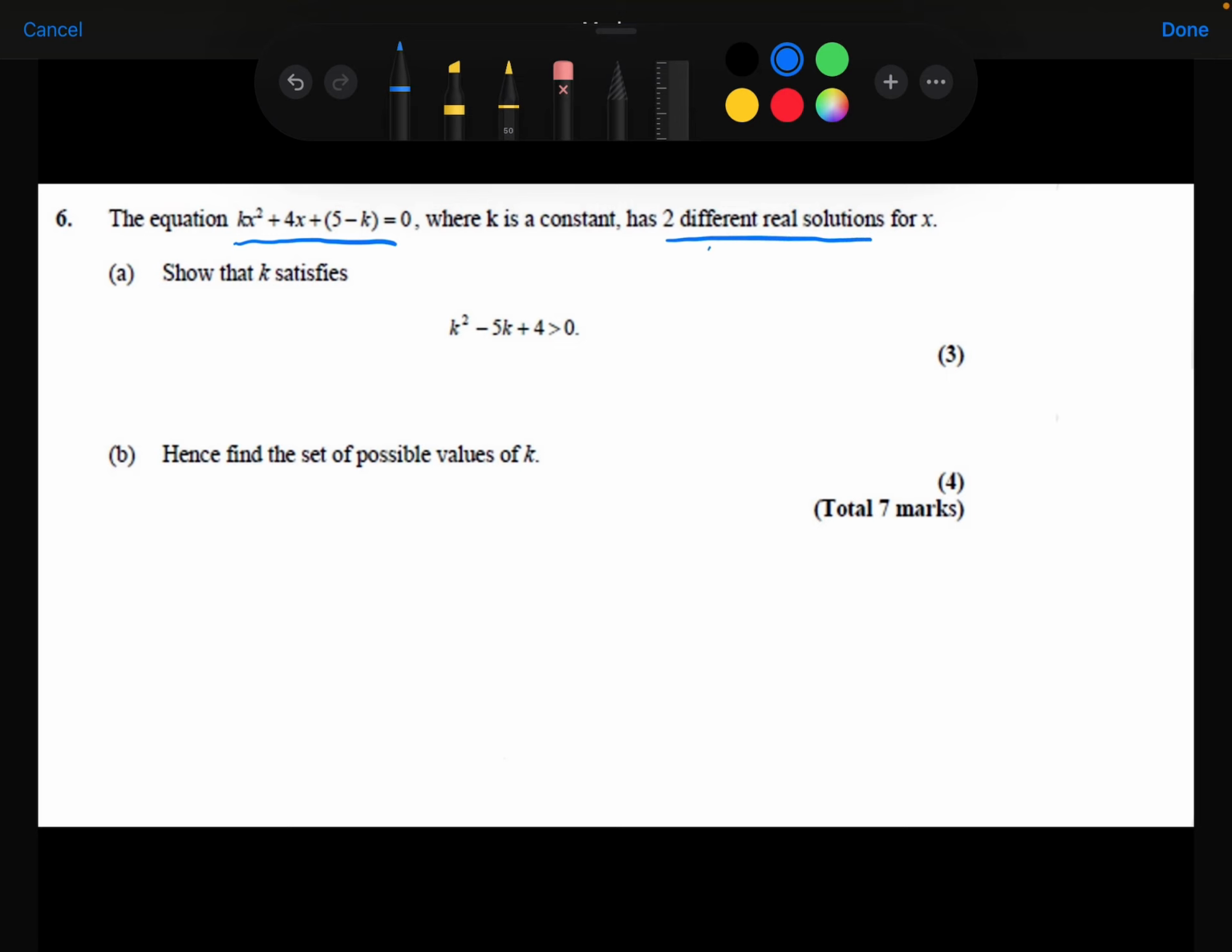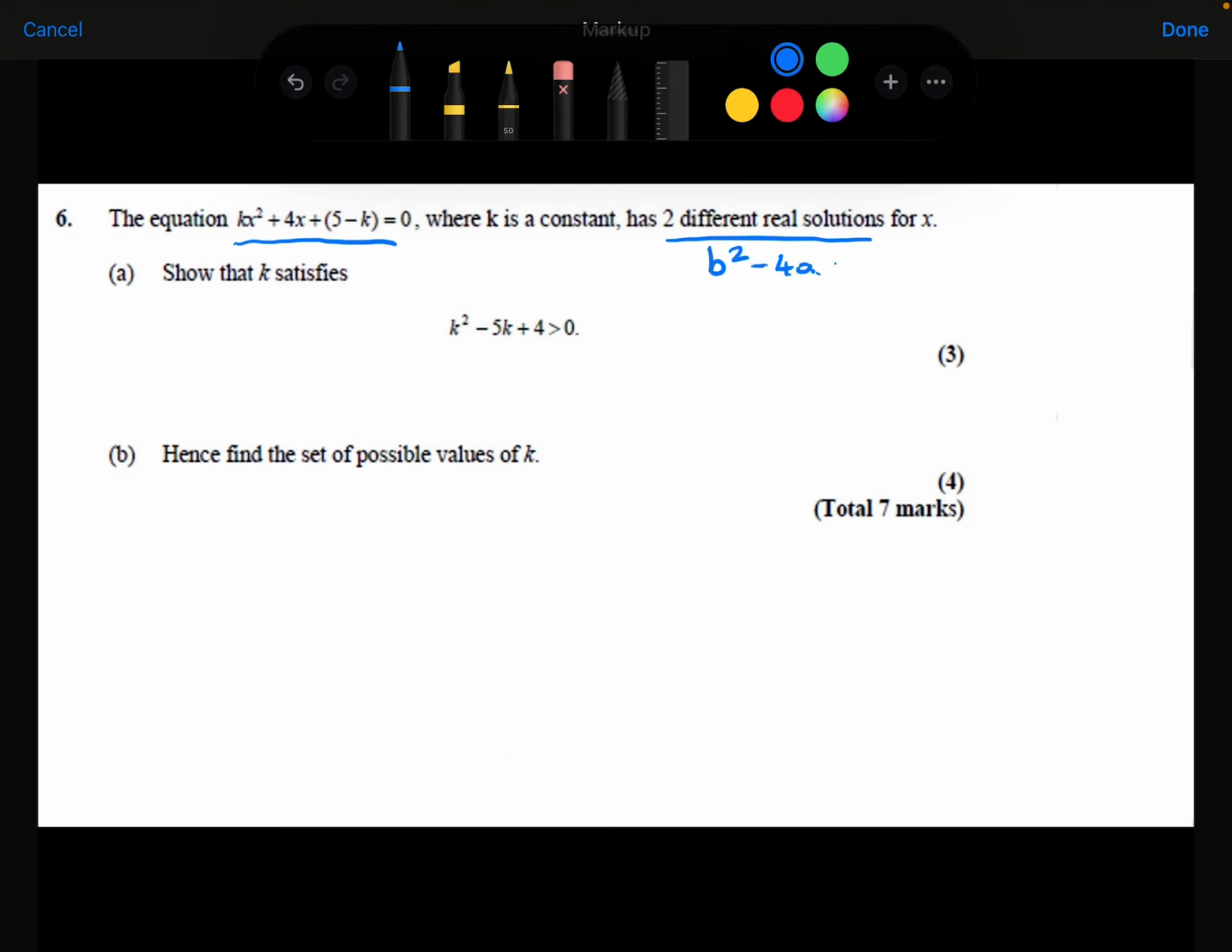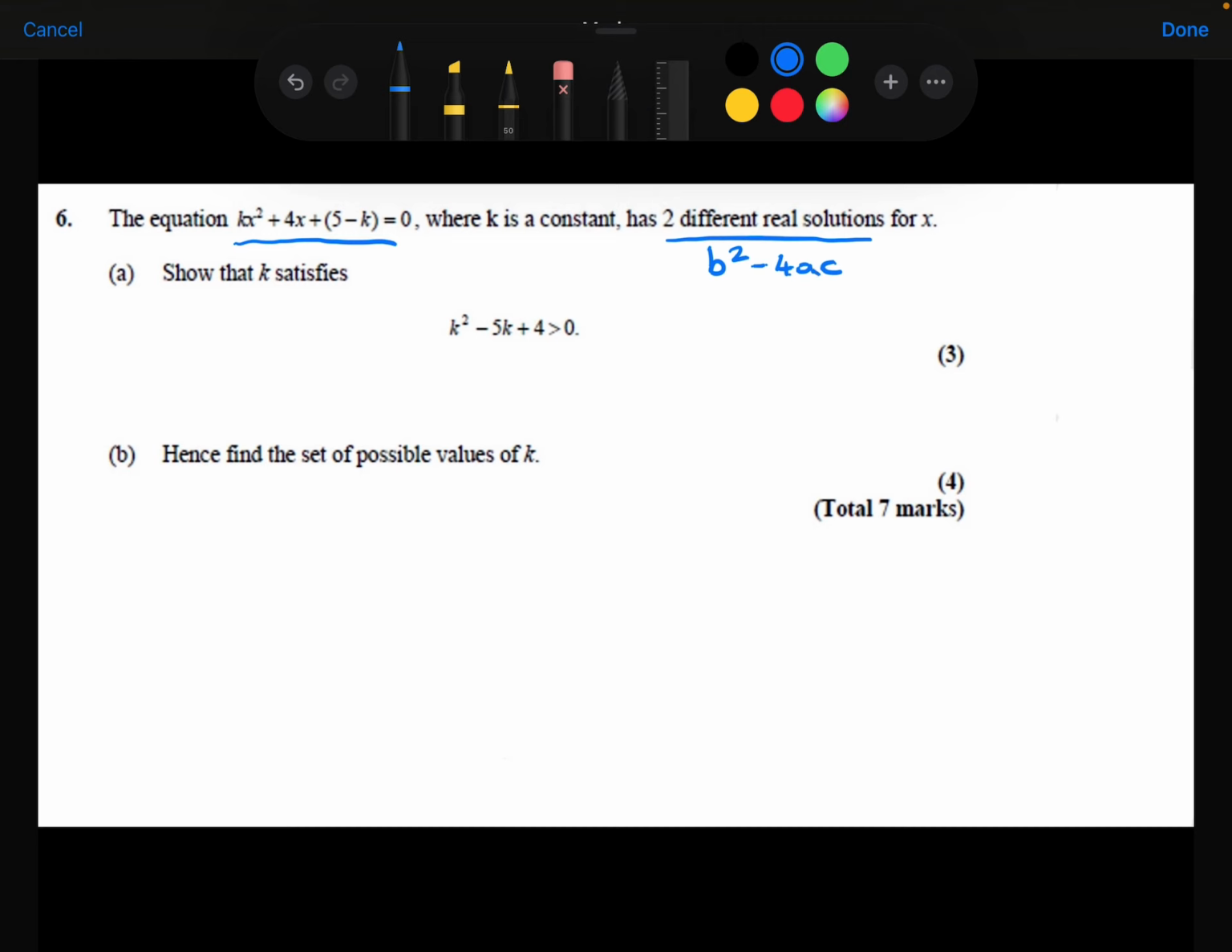What that's telling me is the discriminant of this quadratic equation, the b squared minus 4ac, has to be positive. Remember, the discriminant is positive if there is two different real solutions. It's equal to 0 if there is one solution, and it is less than 0 if there's no solutions. So the fact that there is two different real solutions to this quadratic tells me that the discriminant b squared minus 4ac is greater than 0.